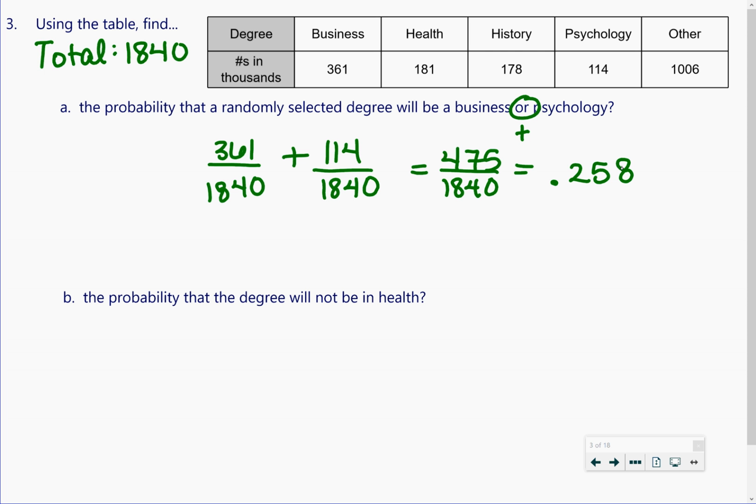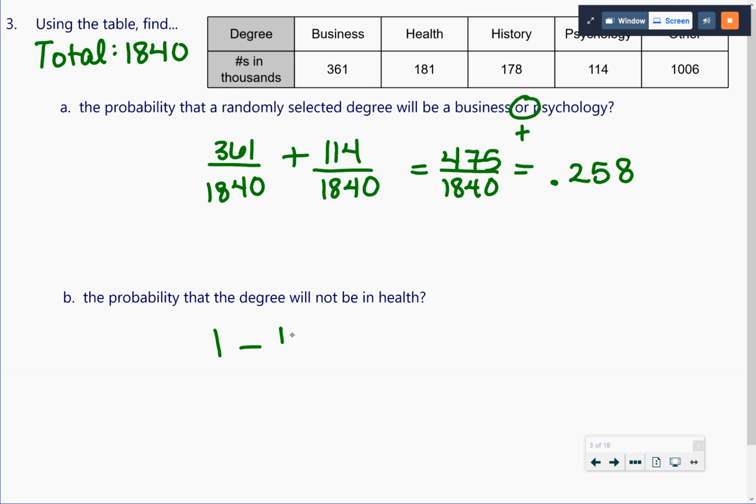Next part, find the probability that a degree will not be in health. So there are 2 ways to do this problem. You can add up all the degrees that are not health and divide by 1840. Or, a shortcut, you could do the complement of health, which is 1 minus the probability of selecting a health major. It's just the exact opposite group.